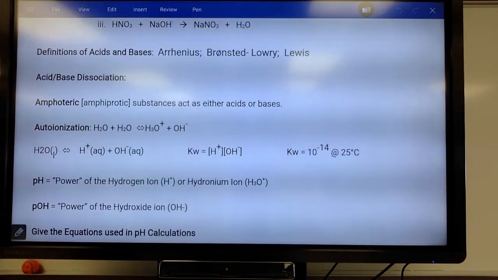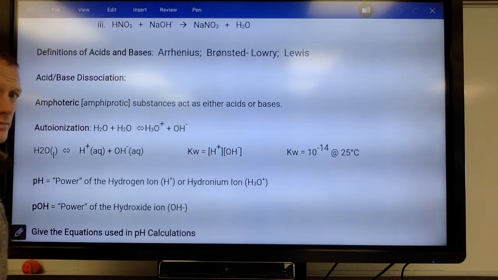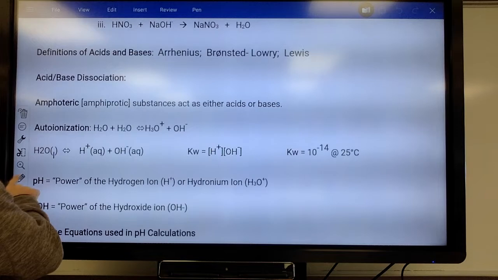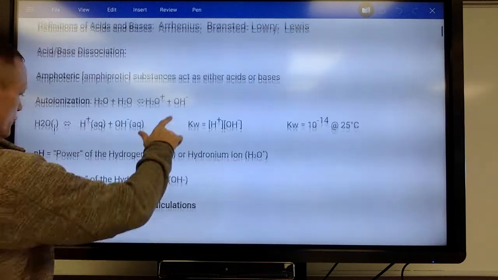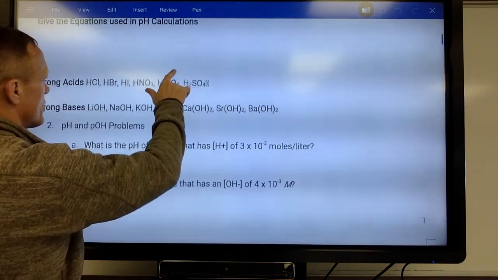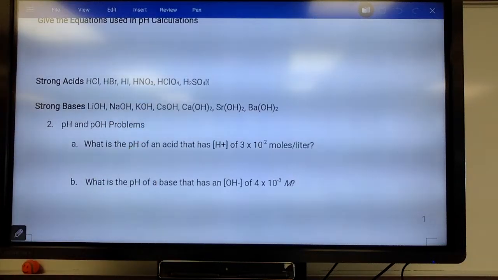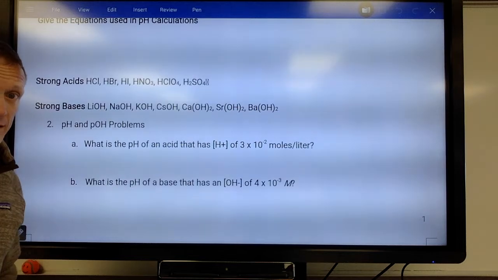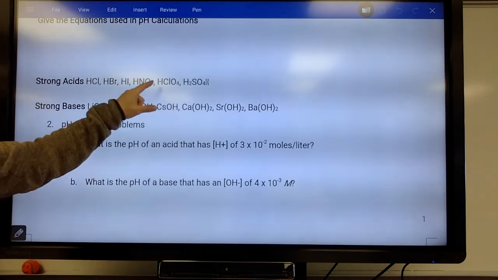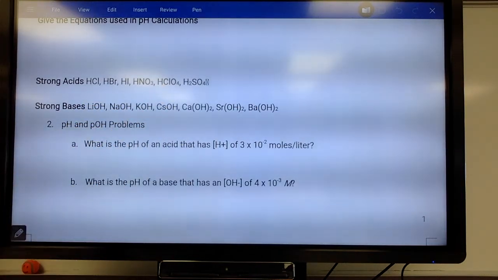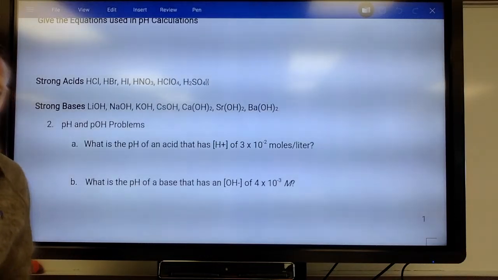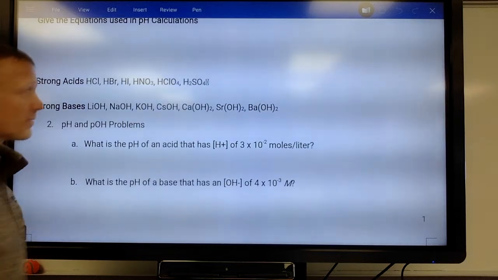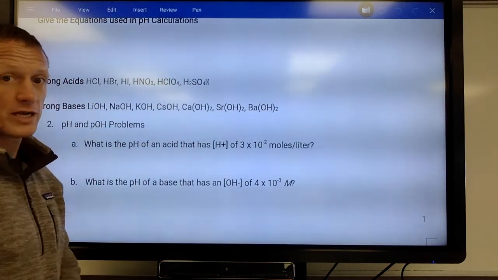Acid-base dissociation or ionization. First thing, you probably need to know your strong acids and bases, which are down here. Okay, they're listed down at the bottom of your sheet. So the strong acids, HCl, HBr, HI, notice HF is not on that strong acid list. And then HNO3, HClO4, H2SO4. The other one that a lot of times is on there is HClO3, also considered a strong acid. So there's really 7 strong acids. Those 100% dissociate.